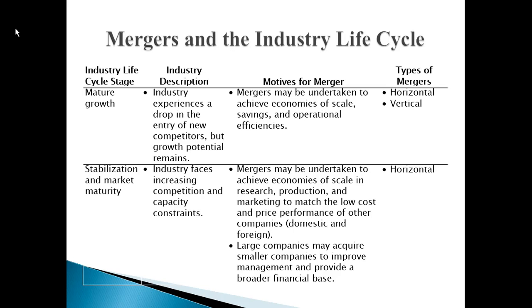Since there is so much competition, the firms in this industry now seek to reduce their costs. They seek to reduce their costs, and they also seek to provide high quality goods which might be costly. So they might undertake mergers so that they can meet these needs at a lower cost. And then also large companies may acquire smaller companies to improve management and provide a broader financial base.